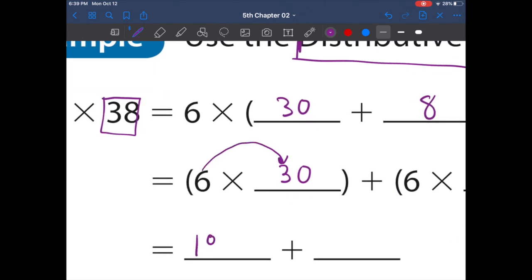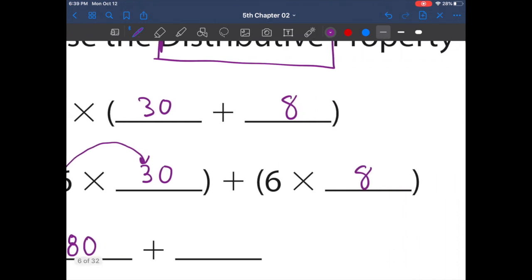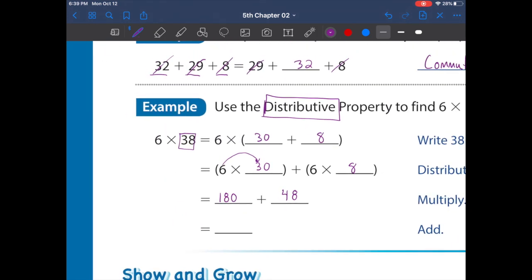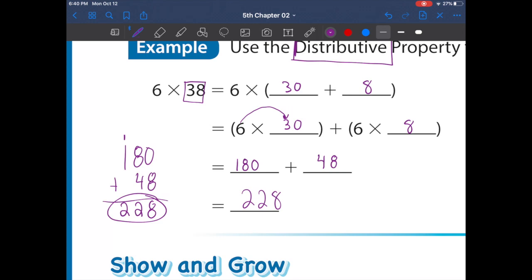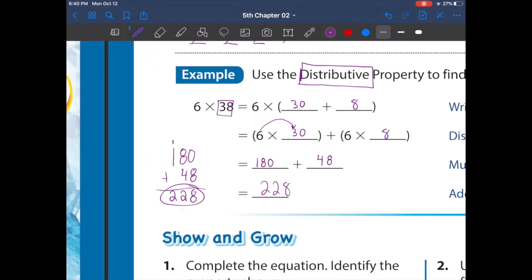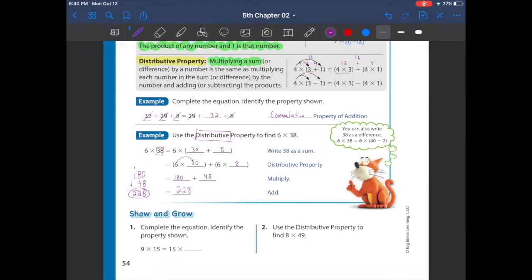So I know 6 times 3 is 18. I'm going to add the 0. That's 180. And then 6 times 8 is 48. And all I need to do now is add this together. So 180 plus 48 gives us, well, let's see, 8 plus 0 is 8. 4 plus 8 is 12. Carry the 1. 1 plus 1 is 2. So our answer for this problem is 228.